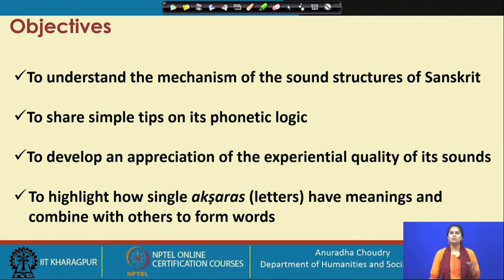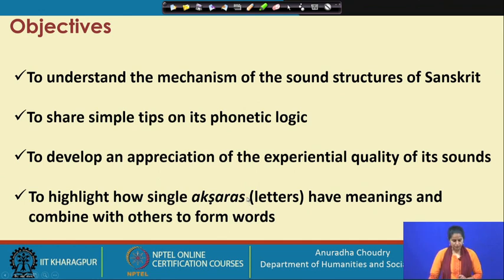Secondly, I will share with you some simple tips on its phonetic logic. You might have heard of the notion of sandhi in Sanskrit. This sandhi of the Sanskrit language is mainly based on the phonetic logic that we find in Sanskrit.